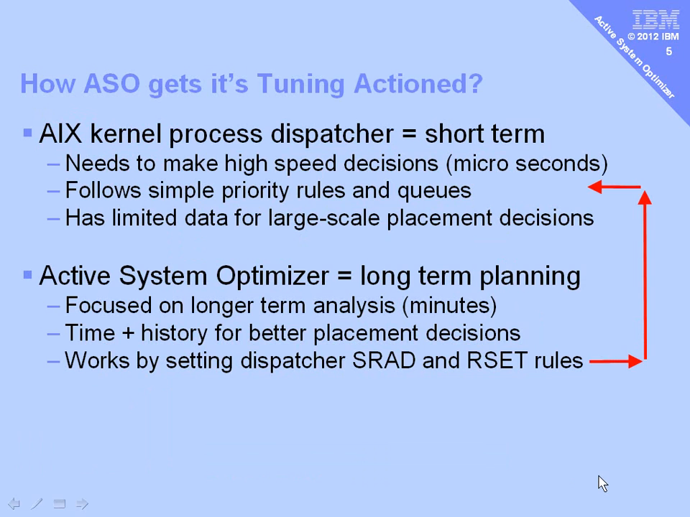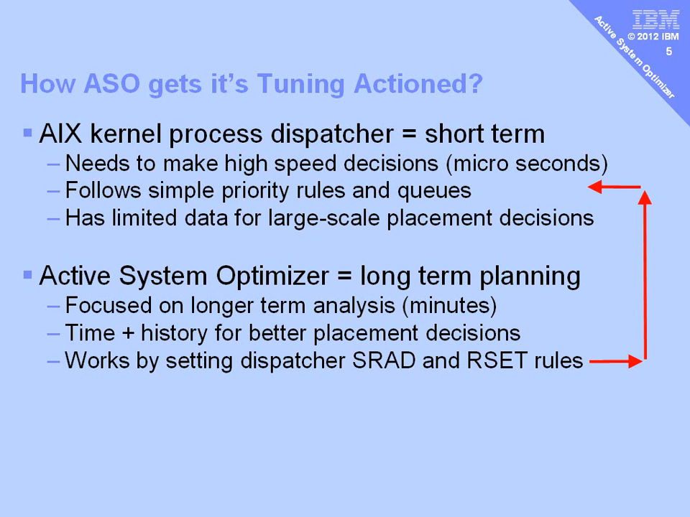The AIX kernel process dispatcher makes the decisions about which process will run on which CPU. It needs to do this at very high speed because it wants to maximize the amount of work we're getting through. It uses simple priority rules and a queuing system to do this. It has very limited scope to make more intelligent decisions.